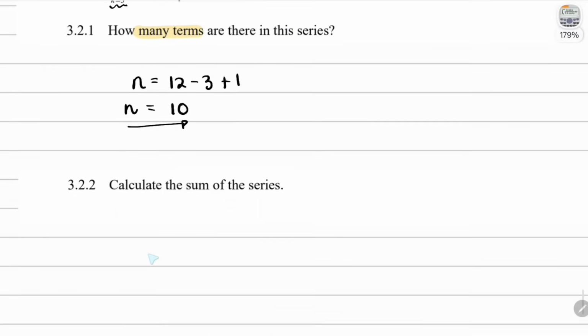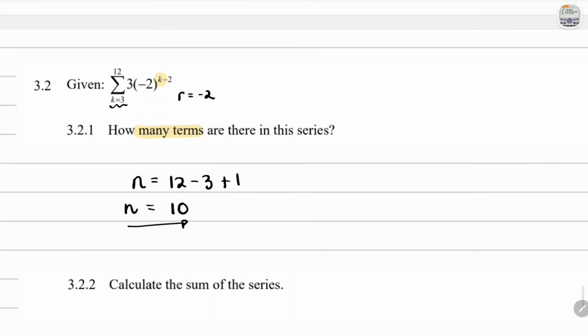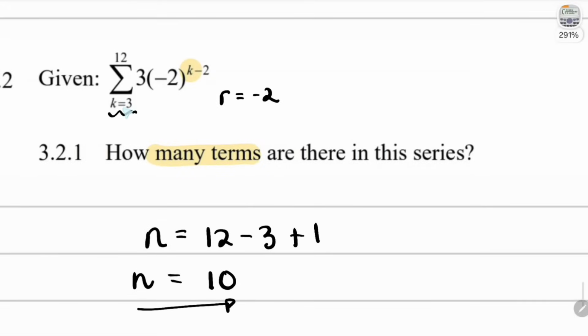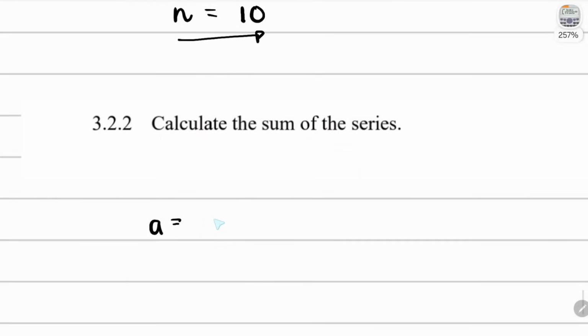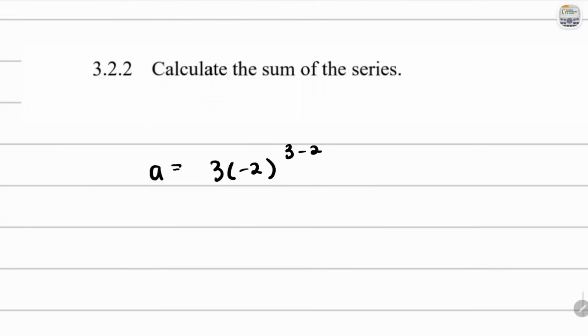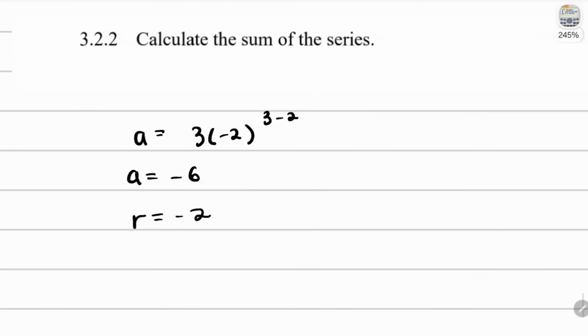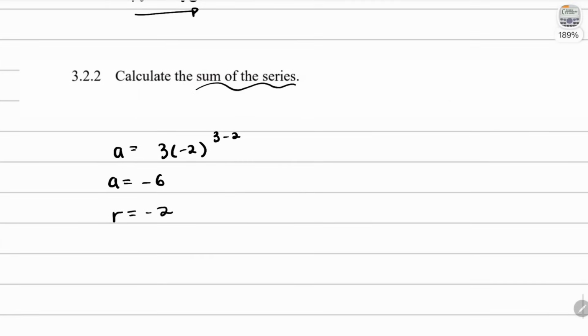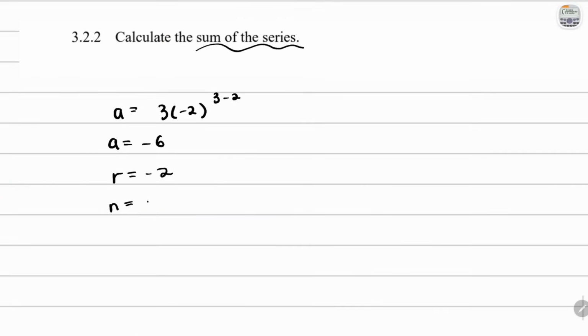And from that, we know that to find a, the first term, you're simply going to substitute whatever k value we start with, and that will be your first term. So let's substitute 3 in place there. If we substitute 3, we have 3 multiplied by negative 2 to the power of 3 minus 2. 3 minus 2 is 1, and anything to the power of 1 stays the same. So this is 3 times negative 2. So a is equal to negative 6. And we know now that r is negative 2. So we have everything we need to find the sum of the series. We also know the value of n, which we found in the previous question, as 10.